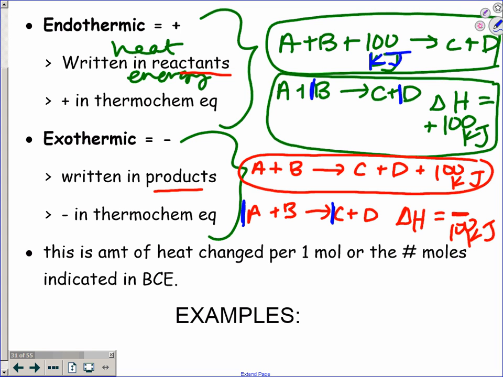So what we can do is we can relate the coefficients to the delta H. So we can actually see if I have X amount of sugar, how much energy am I going to create through the combustion process of aerobic respiration. All right, thumbs up if you have that in your thermochemical equations.